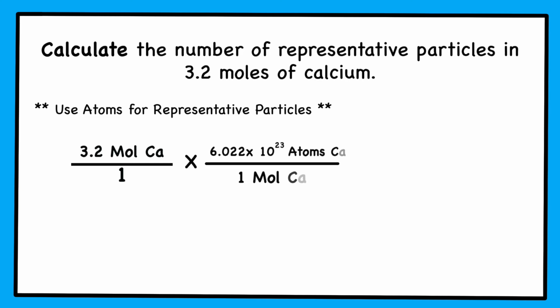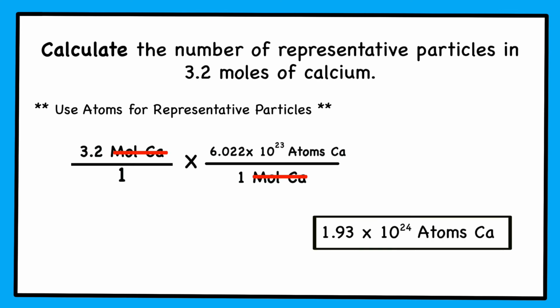Next, we are going to multiply by our relationship with Avogadro's number and moles. Since we started with moles on top in the first relationship, we are going to have it on the bottom of the second relationship so that it cancels out. So we are going to have to use a relationship of 6.022 times 10 to the 23rd atoms of calcium over 1 mole of calcium. Now we just cancel out units and multiply and divide. So moles cancel out, and 3.2 times 6.022 times 10 to the 23rd atoms gives us 1.93 times 10 to the 24th atoms of calcium over 1. In other words, we have 1.93 times 10 to the 24th atoms of calcium in 3.2 moles of calcium.